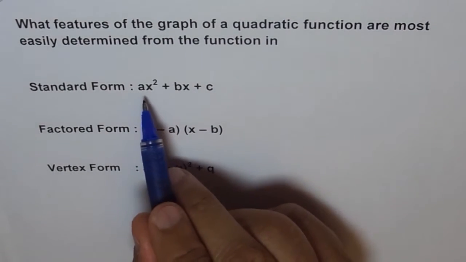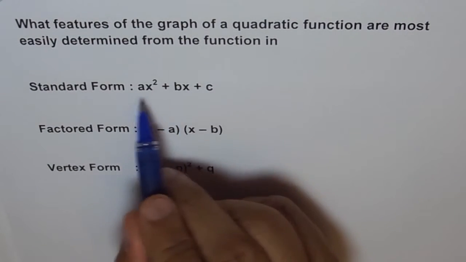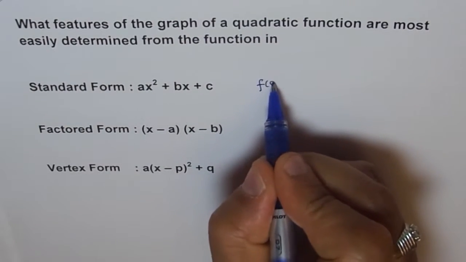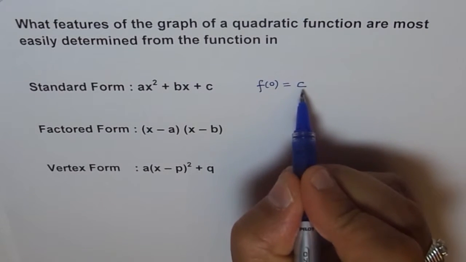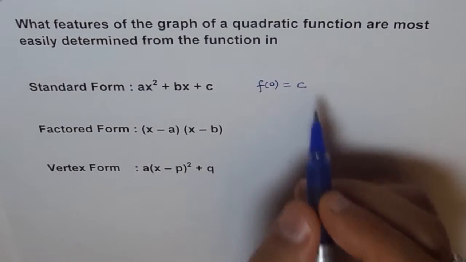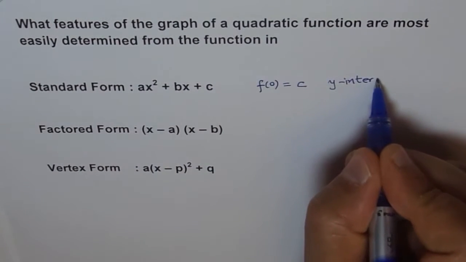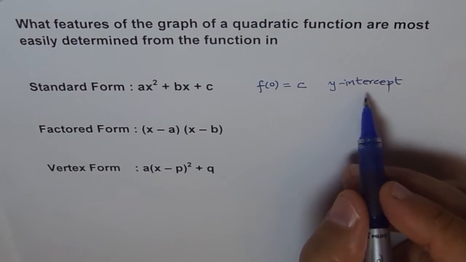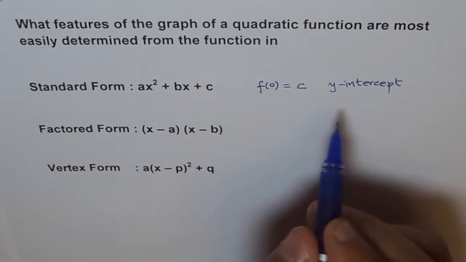Now imagine that x is 0, correct? If x is 0, then what will be the value of this function? So let's write this as f of x. What is the value of f of 0 here? If I plug in 0 here, I get c, correct? And what does that mean? At x equals 0, whatever value you get is actually the y-intercept. So the y-intercept is very easily seen from the equation in standard form. I hope you appreciate that part.